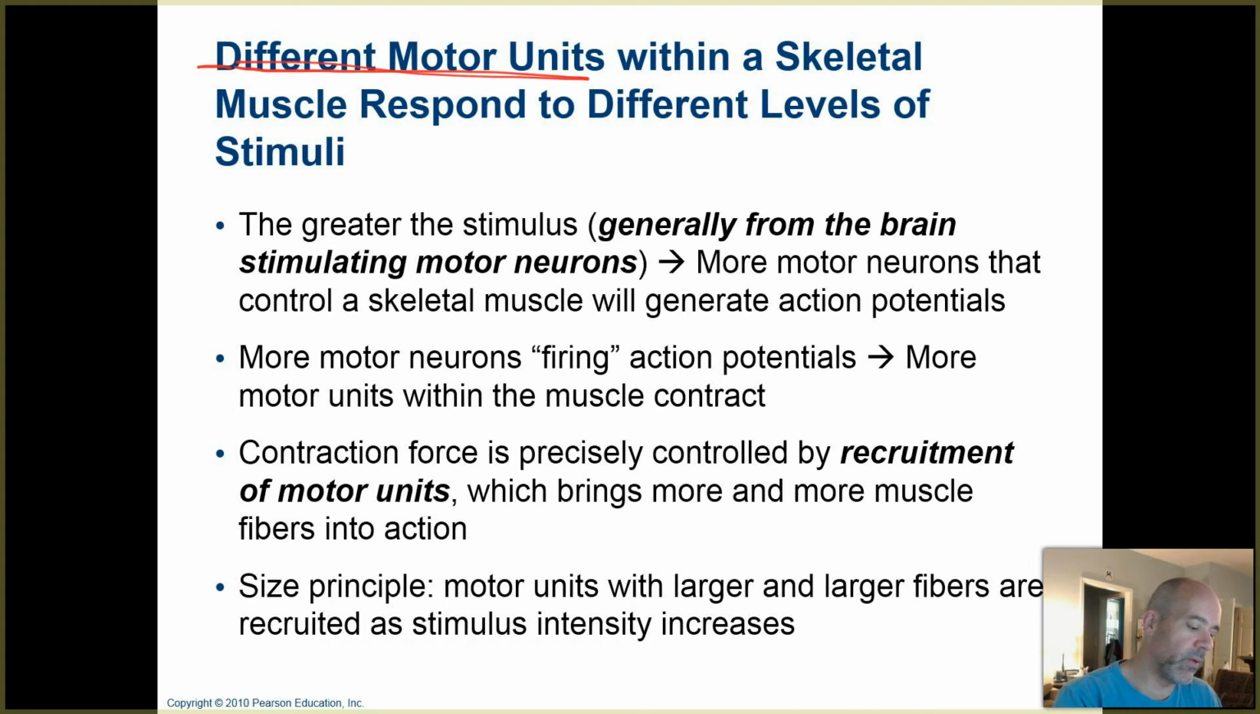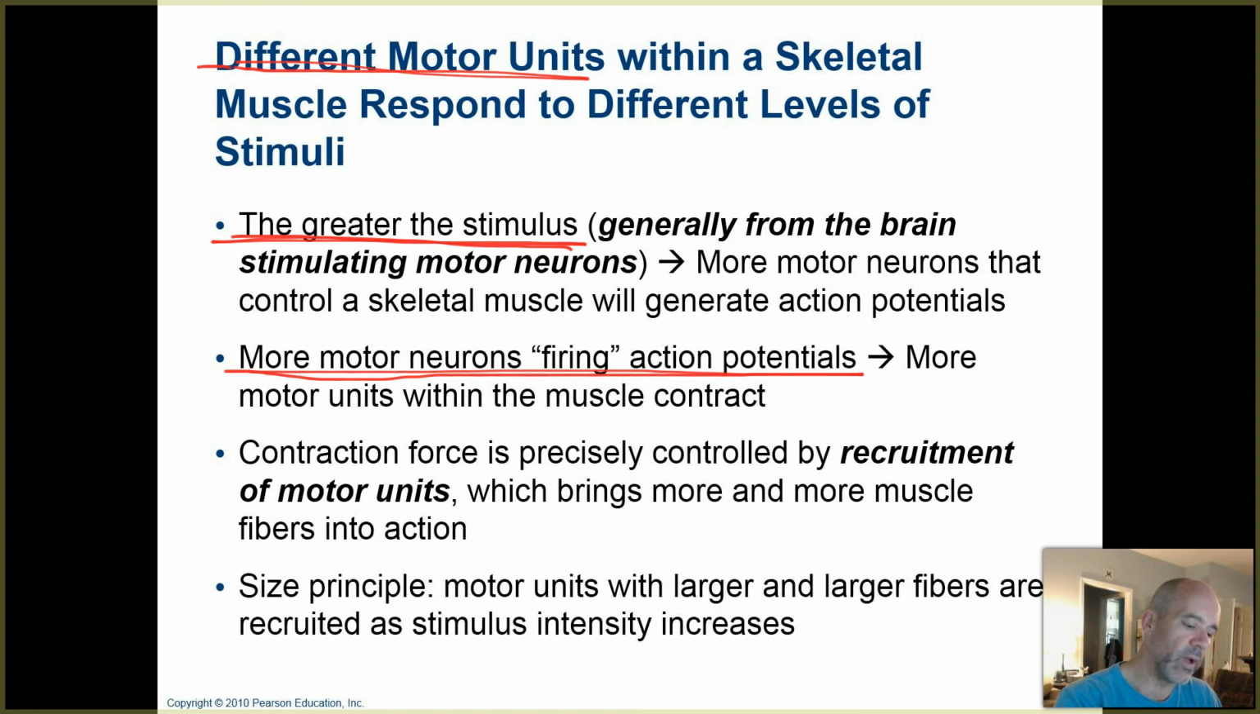And in general, the more stimulus that the brain sends to the motor neurons that control the skeletal muscle, the more motor units will wind up being recruited. Okay, so you're going to have more motor neurons firing action potentials down to the muscle fibers they control. Then you're going to have more muscle fibers in that muscle contracting. That just makes sense. And so the brain is very good at controlling all of this, controlling your contraction force.